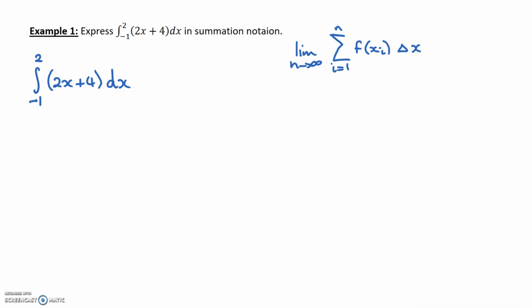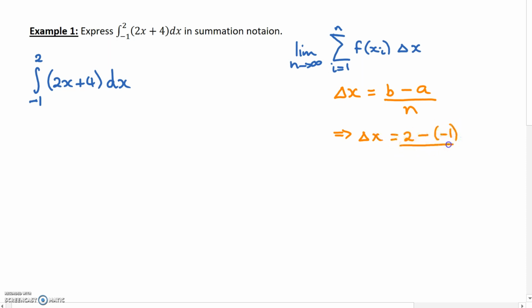Okay, so let's change different colors because we're going to be doing quite a few different bits and pieces. So delta x is equal to b minus a over n. That's the top limit minus the bottom limit over n. So delta x is going to be equal to 2 minus negative 1 over n, or 2 minus minus 1, 2 plus 1 is 3 over n.